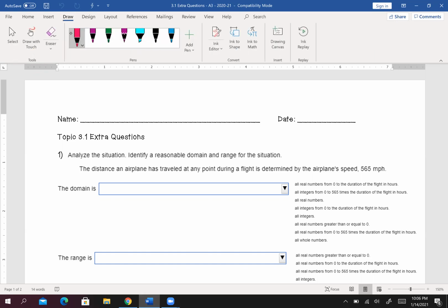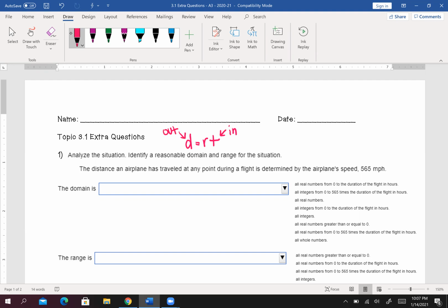So number 1 says the distance an airplane has traveled at any point during a flight is determined by the airplane's speed, which is 565 miles per hour. Now, when you're doing these, it's helpful to think, first of all, what are you plugging into this and what would you be getting out? It does not say it. We have done questions like this where distance equals rate times time. So you would be plugging in the time and you would be getting out the distance.